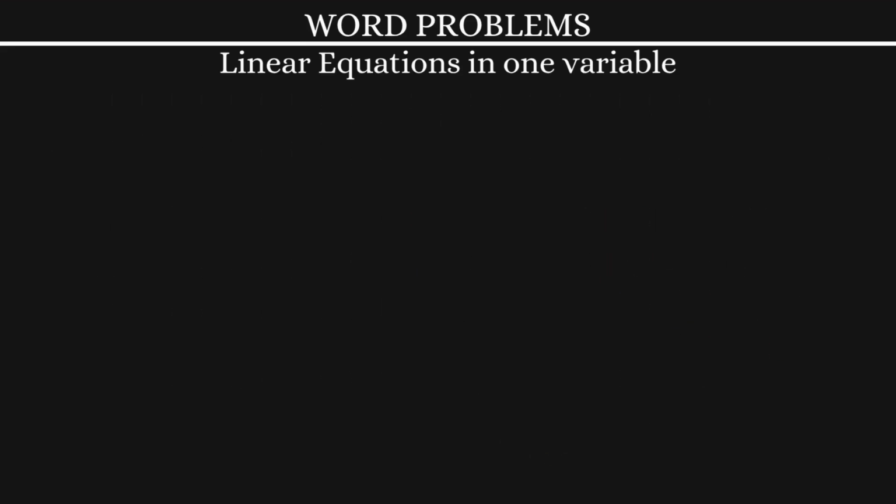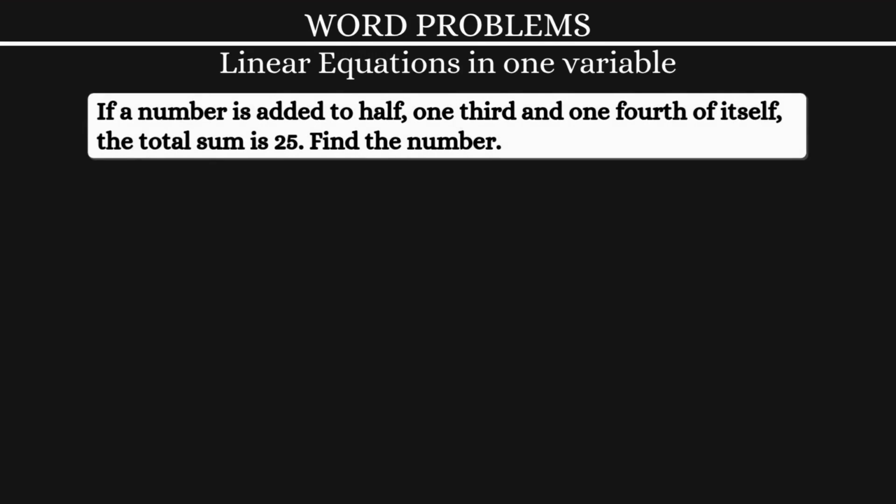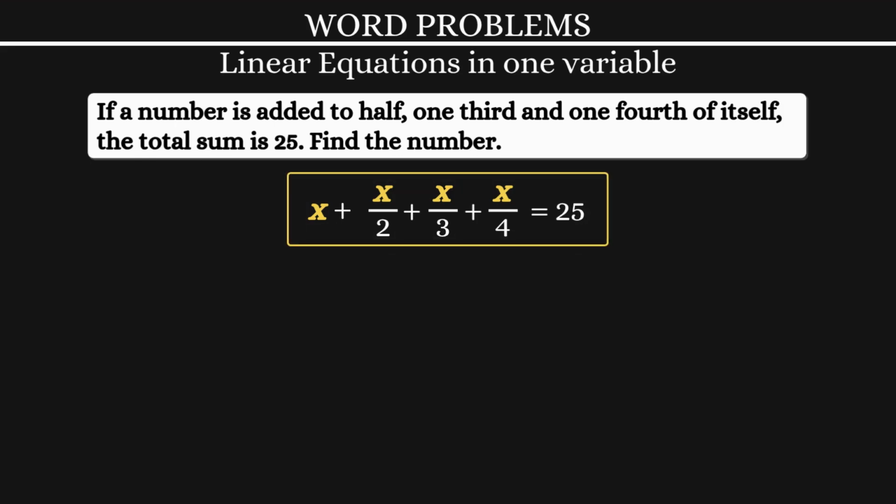Next question. If a number is added to half, 1/3 and 1/4 of itself, the total sum is 25. Find the number. If we consider the number to be x, half of it is x by 2, 1/3 will be x by 3, and 1/4 will be x by 4. It's given that the sum of all these terms is 25. So this is our equation.